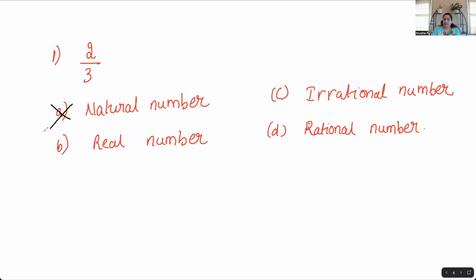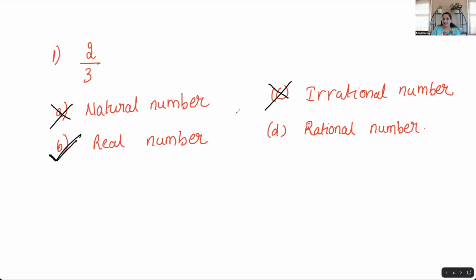Is it a real number? Yes, any number can be included as a real number. So any number is called a real number. So option B is correct. But we have to check the other options too. Is it an irrational number? No. Irrational numbers are pi, square root of 2, square root of 3, if it is not a perfect square root, and pi. Those are all called the irrational numbers. So this is not the option.